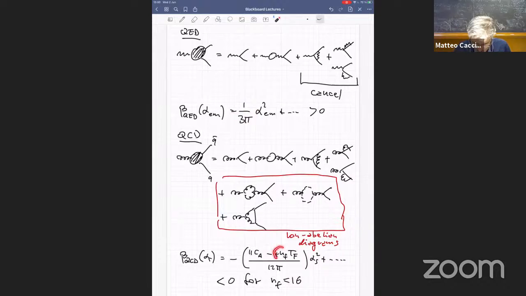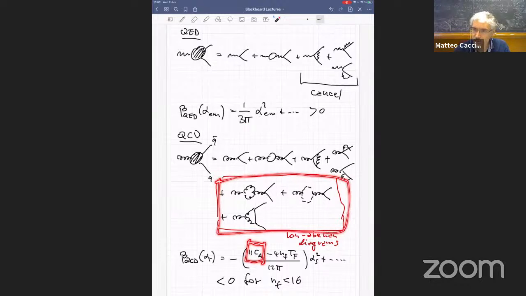So this part here is QED-like, once you choose the proper parameter. And the fact that it's negative comes exclusively out of this term here. This term here is proportional to Ca, the color Casimir of the adjoint, which is a typical signal that this term is generated by non-abelian diagrams.